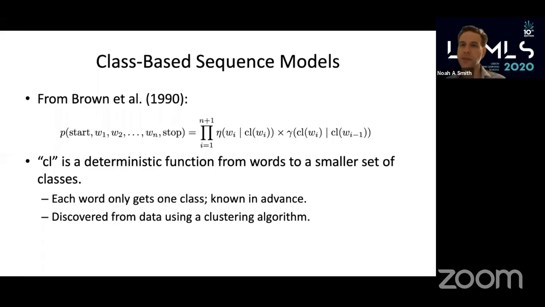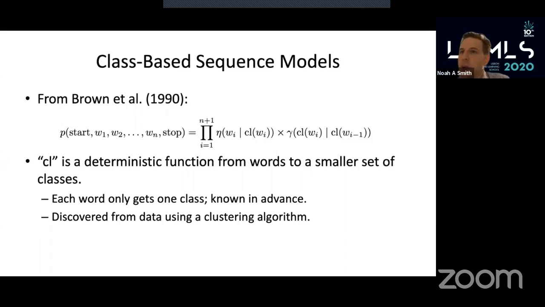Let's assume that we have something called CL, which is a deterministic function that takes a word and maps it deterministically to a smaller set of classes. So every word belongs to a single class, and it's known in advance. It's already been decided before we start modeling. And in the Brown et al. paper from 1990, they used a clustering algorithm to cluster all the words in the vocabulary into groups. It's a really interesting algorithm. People continued to study it for several decades after it was introduced, but we're not going to talk about that in detail today. The form of the model is given on the slide.